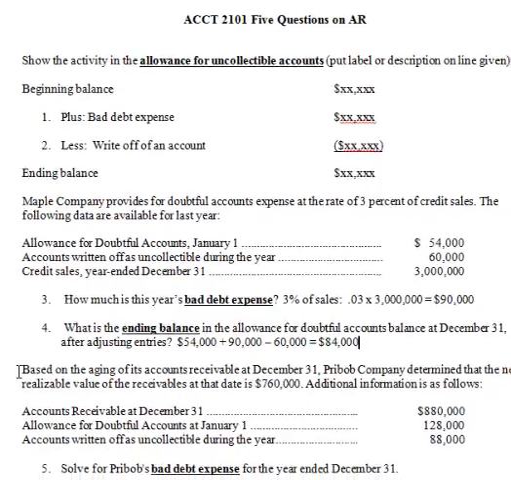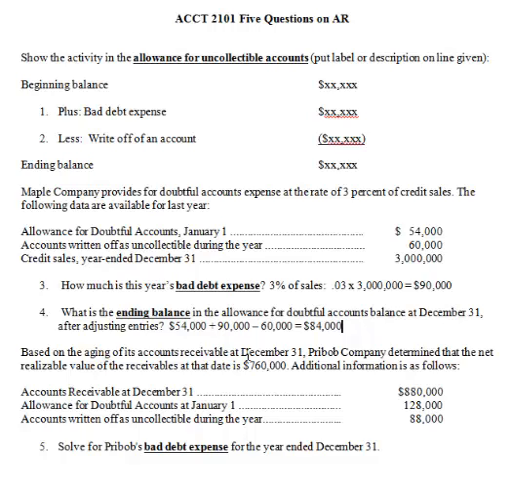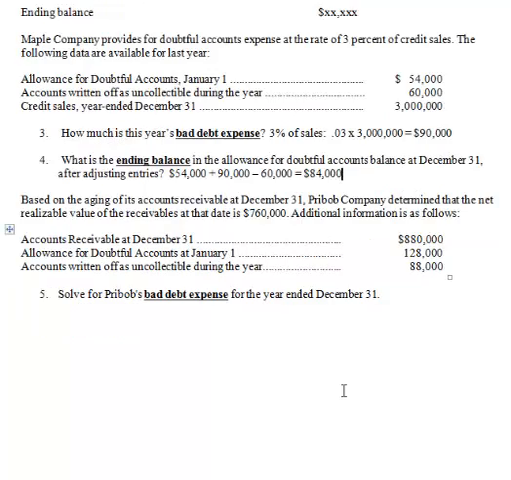All right. Based on aging of receivables, they have determined that net realizable value of receivables to date is $760,000. Additional information is as follows. Solve for their bad debt expense. So this problem is a little bit different. They have given us the net realizable value, which is neither the balance in accounts receivable nor the balance in the allowance account. Let's do the balance sheet presentation and get a visual on this.